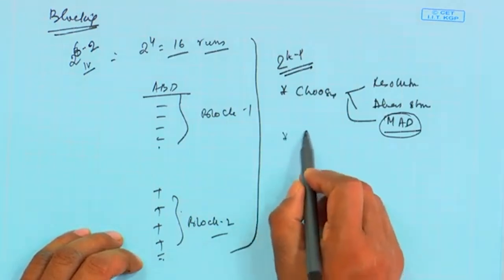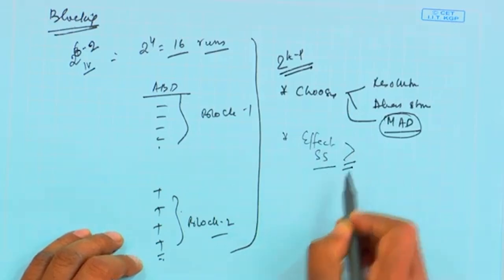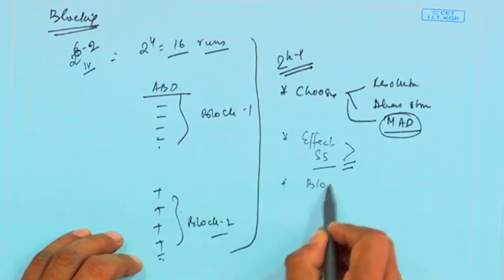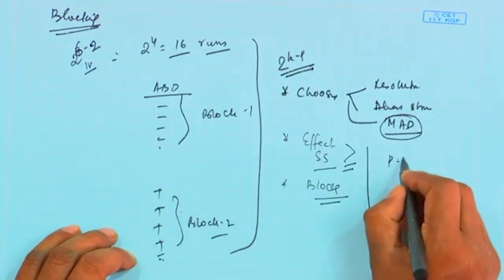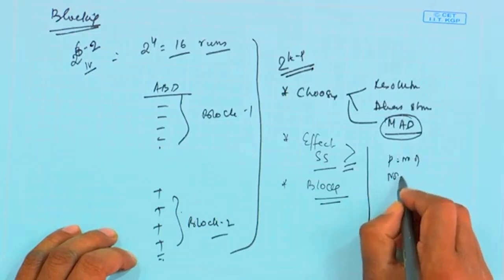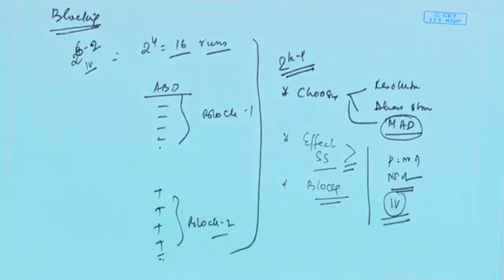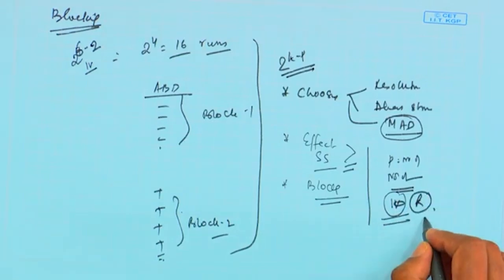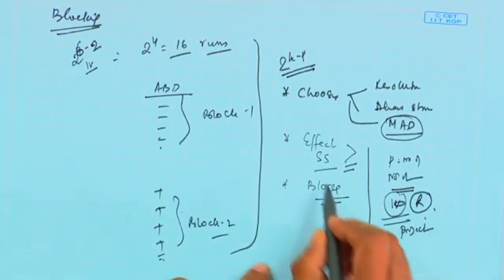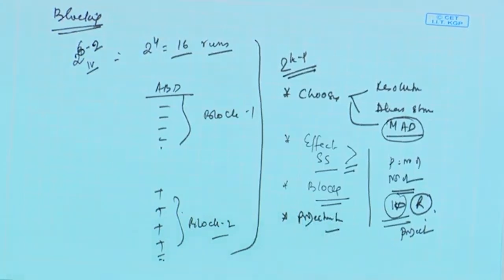And then you have effect estimates and sums of squares, which you compute using contrasts. Okay. And do not forget the concept of blocking also, which is very, very important. In addition, you must know the p number of generators, the number of defining relations, and how to compute resolution. These are very, very important. And projectivity is another concept which we have discussed here. This is also very valuable information for experimental design.